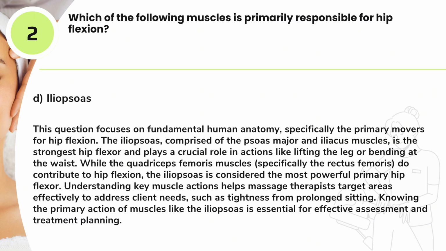The iliopsoas, comprised of the psoas major and iliacus muscles, is the strongest hip flexor and plays a crucial role in actions like lifting the leg or bending at the waist. While the quadriceps femoris muscles, specifically the rectus femoris, do contribute to hip flexion, the iliopsoas is considered the most powerful primary hip flexor. Understanding key muscle actions helps massage therapists target areas effectively to address client needs, such as tightness from prolonged sitting. Knowing the primary action of muscles like the iliopsoas is essential for effective assessment and treatment planning.